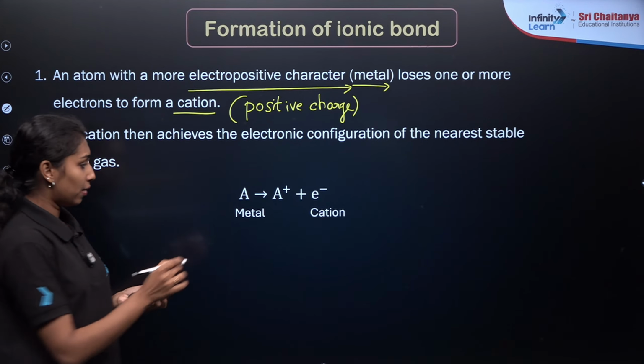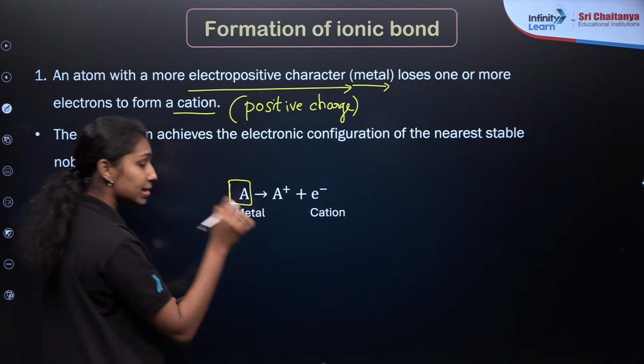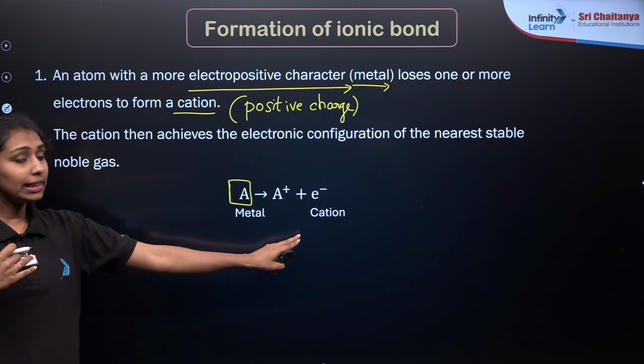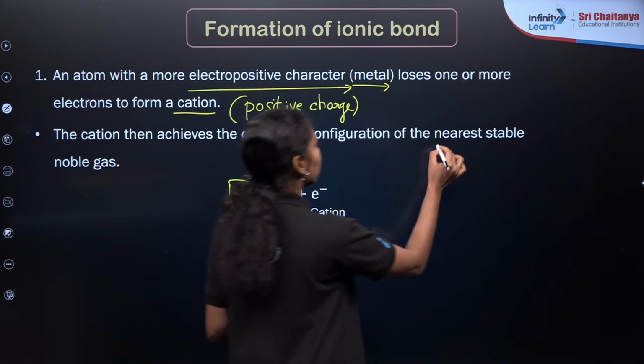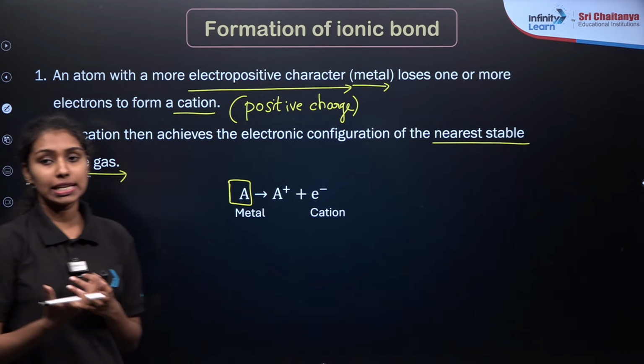Clear? For example, if you take A as the metal, this A will lose one electron to form A plus. A plus means it is a cation. Then it will attain the nearest stable inert gas configuration. Let us see in detail the formation of the NaCl molecule.